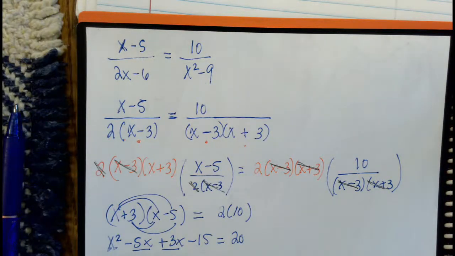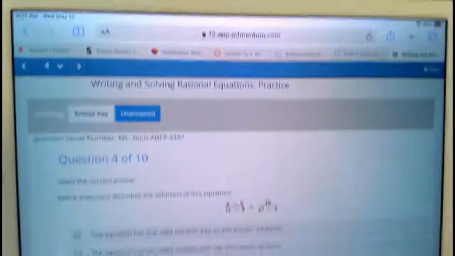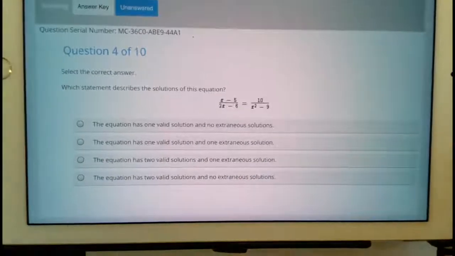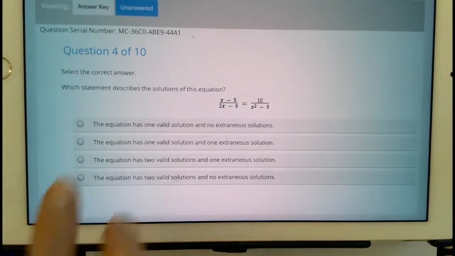So when we go back and look at Edmentum, we're looking for 2 valid solutions and no extraneous solutions, which is our last choice.